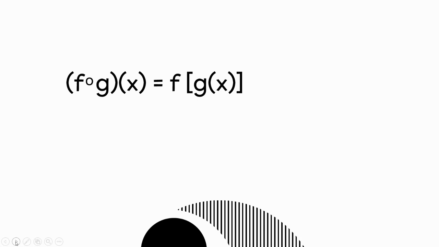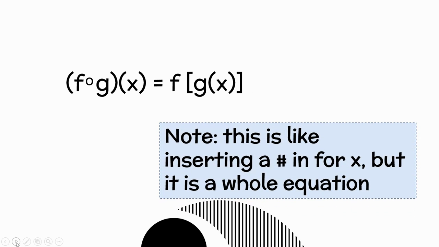So this is an open circle. It is not your closed. If it's a closed circle, then it is being multiplied. So this is f of g of x. And we can write it both ways with our little open circle, or we can write it f bracket or parentheses g of x like this. So this is going to be like we are inserting a number in for x on our f of x, except instead of a number, we're going to be inserting a whole equation.